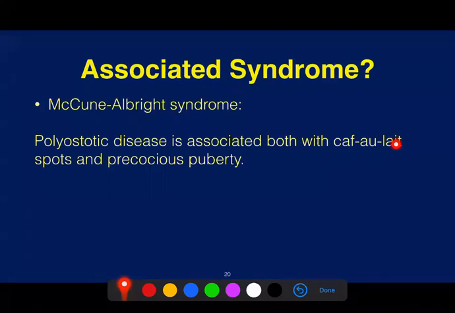The frontal bone gets affected, and it's somewhat monostotic disease. However, if there is more than one bone, you would think of McCune-Albright. So always look for that syndrome and refer the patient to endocrinology.